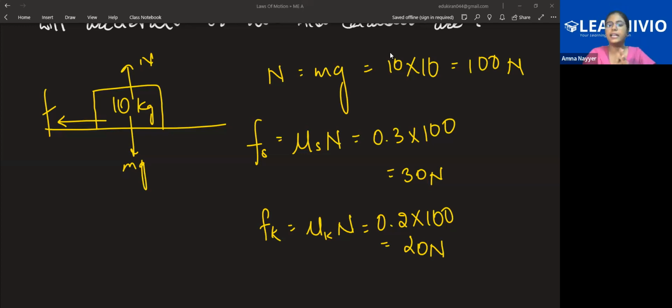So this is kinetic friction. Fine. So we have static friction, we have kinetic friction. All right. So this was our first part.